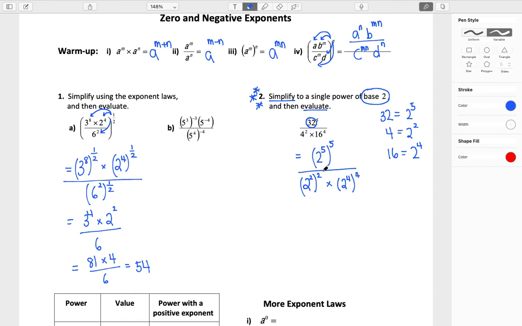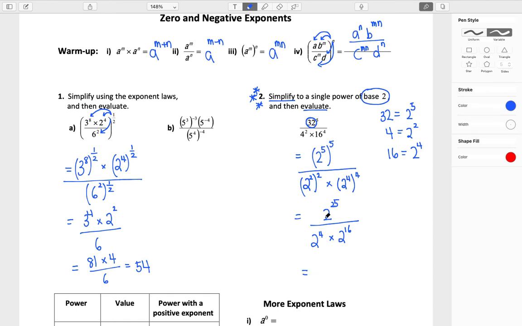Now that I have the same base, I'm going to apply the exponent law. So multiply, because they're right beside each other. 5 times 5 is 25, over 2 to the 4 times 2 to the 4 times 4 is 16.